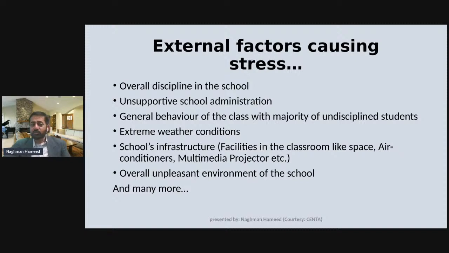Overall discipline in the school. A school has an overall repute. School is good in terms of discipline. A school is good in terms of academics. So this is important.